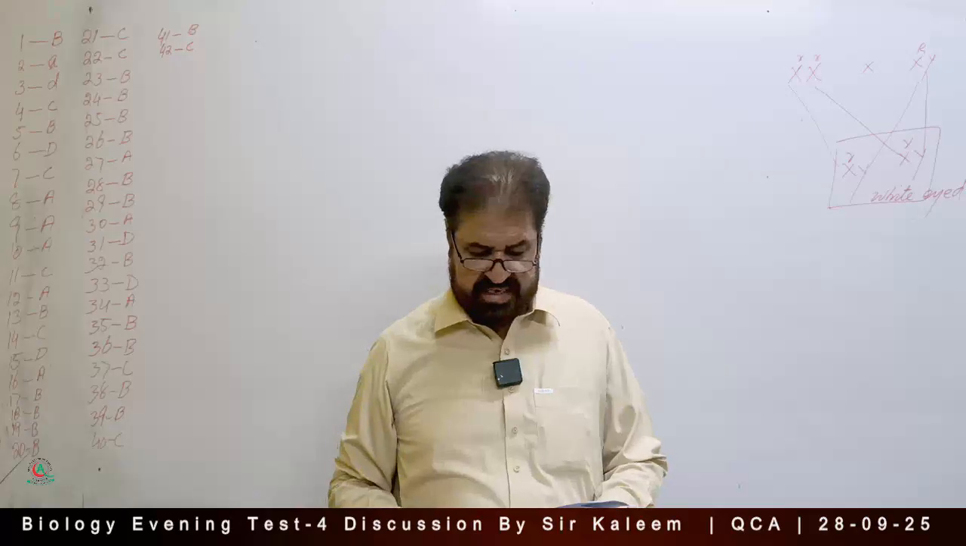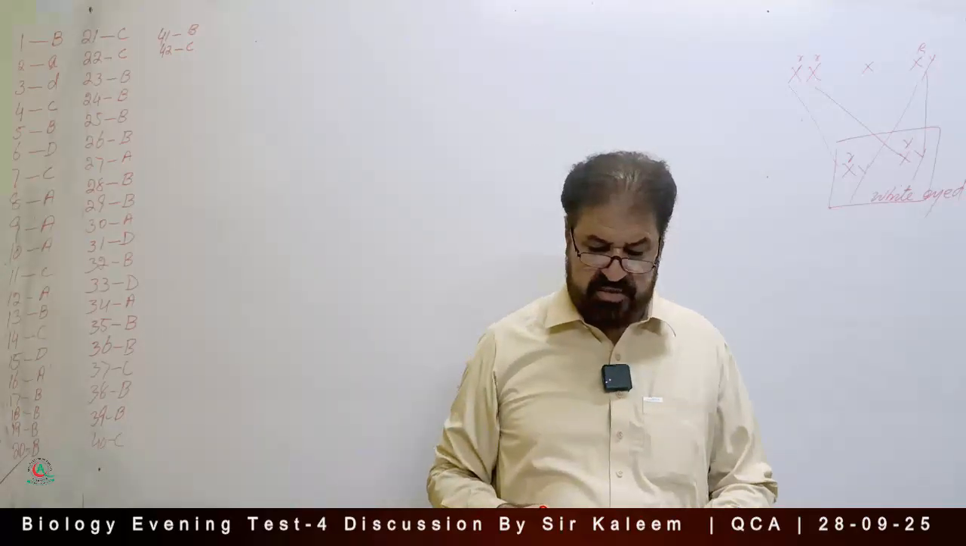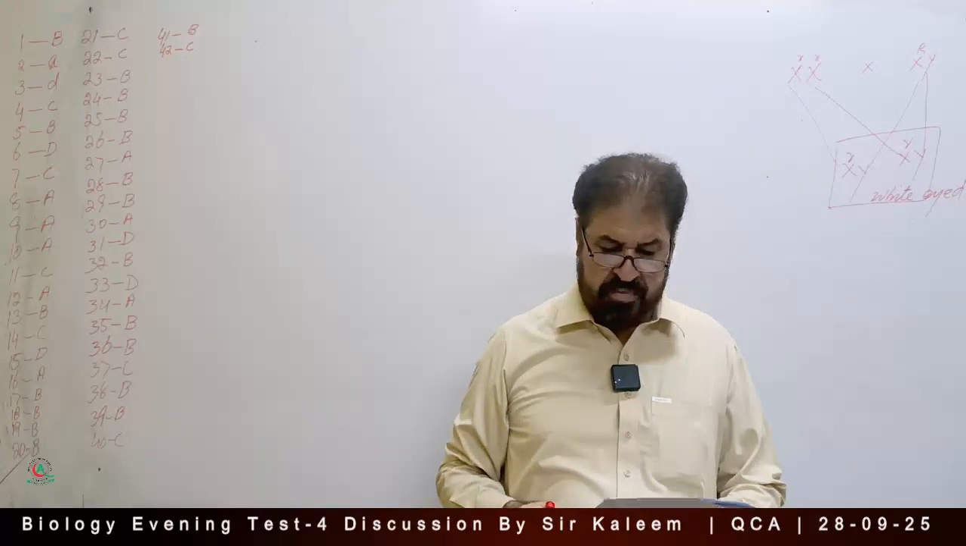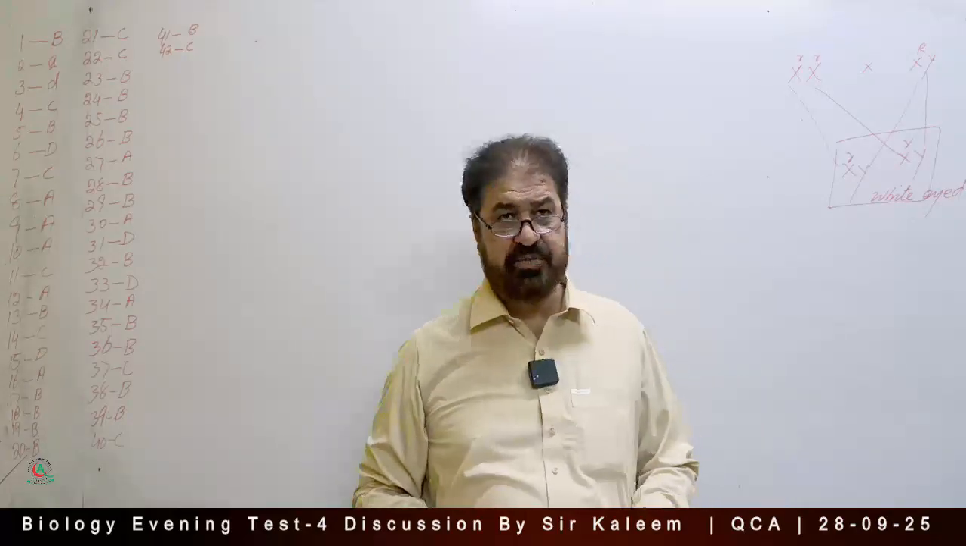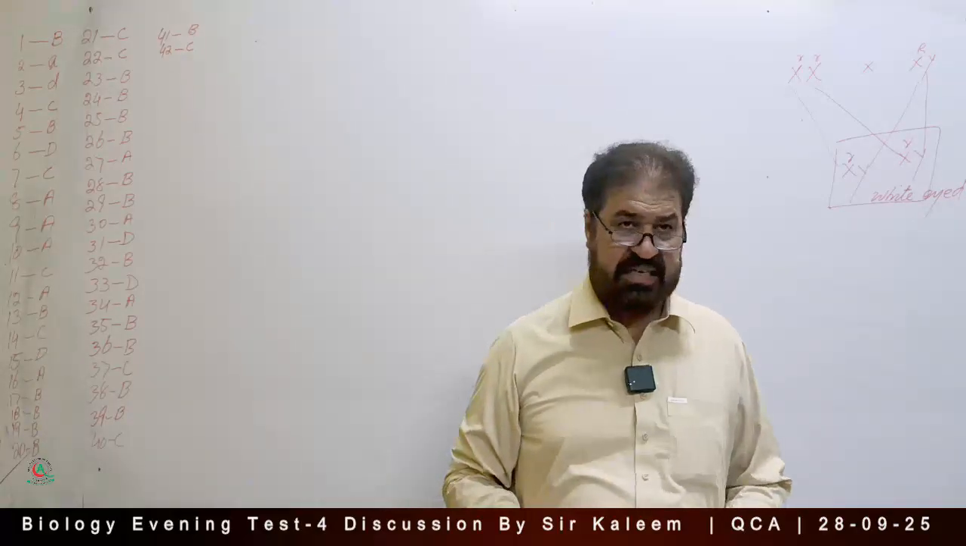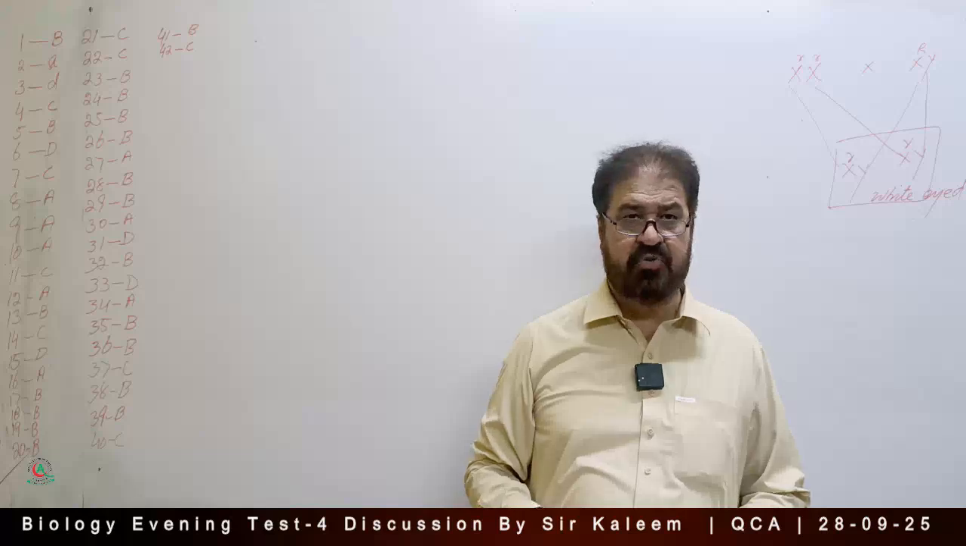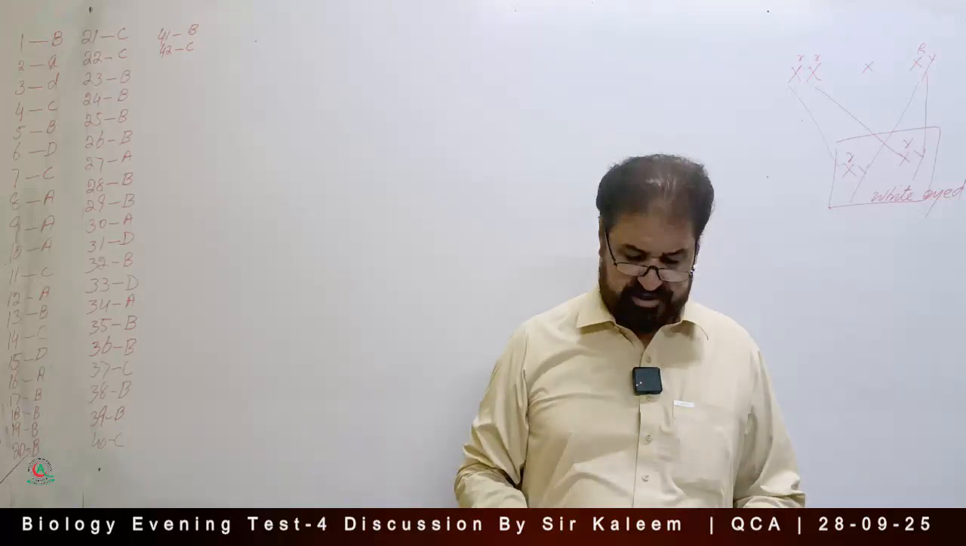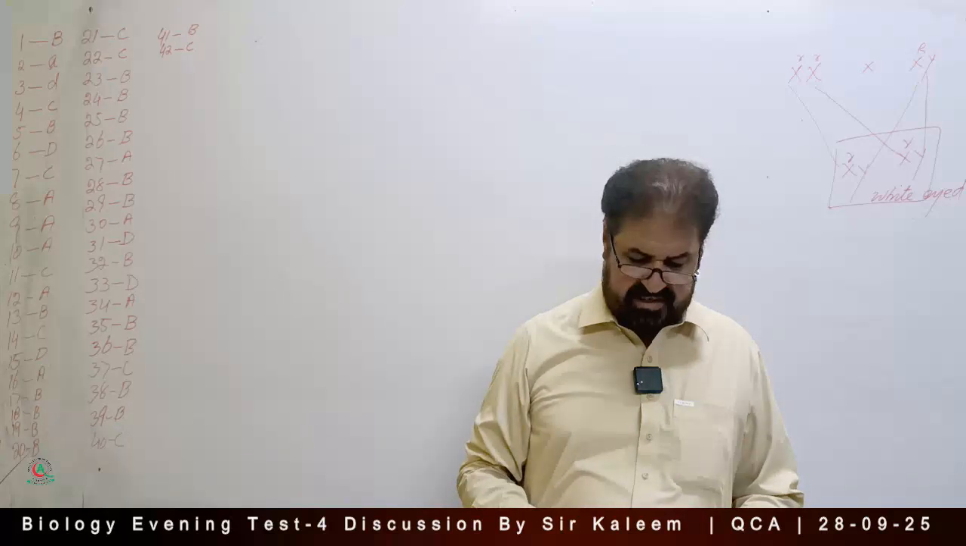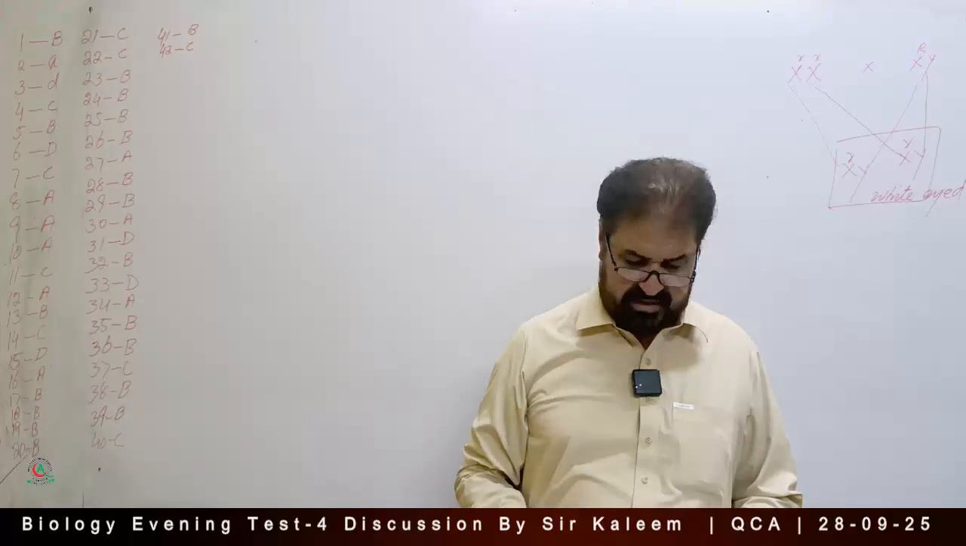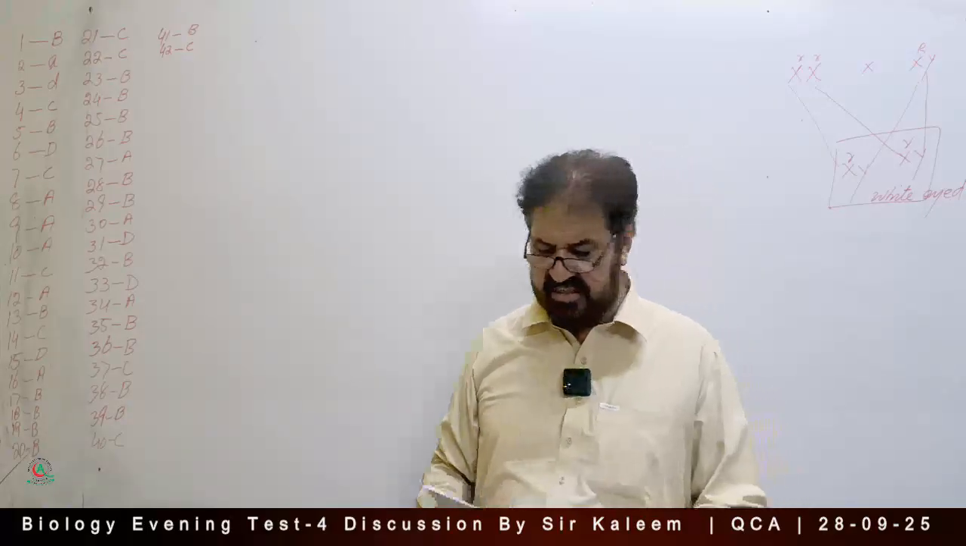Question number 43. Which scientific experiment disproved Lamarck's theory? August Weismann cut the tails of mice for about 21 generations, and the mice didn't acquire this character. So option C is correct.